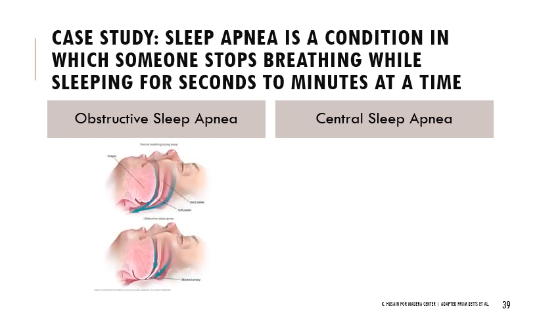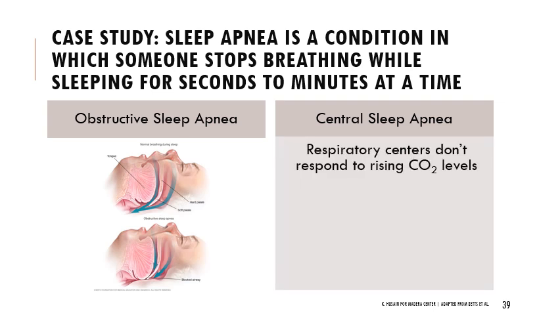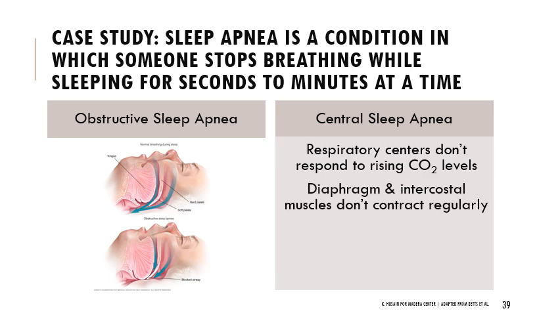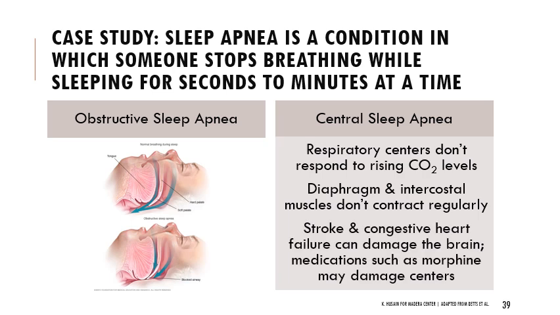So obstructive sleep apnea is a structural blockage of the airway. This is due to a lot of conditions, like obesity, but also other factors. And then there's also central sleep apnea, in which the respiratory centers don't have that response to rising carbon dioxide levels. In other cases, the diaphragm and the intercostal muscles don't contract regularly. And then if you have stroke or congestive heart failure, that can damage the brain and affect those respiratory centers. Medications such as morphine might also damage those centers.